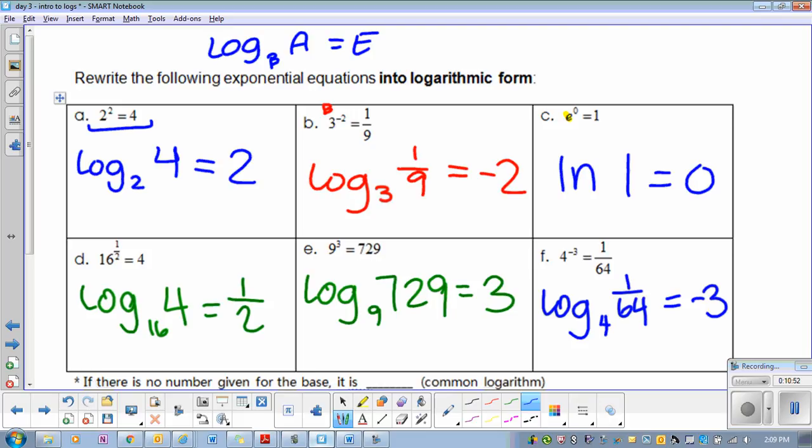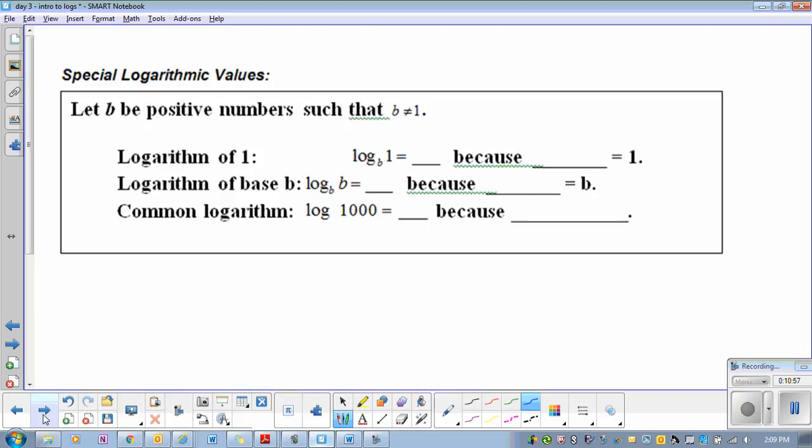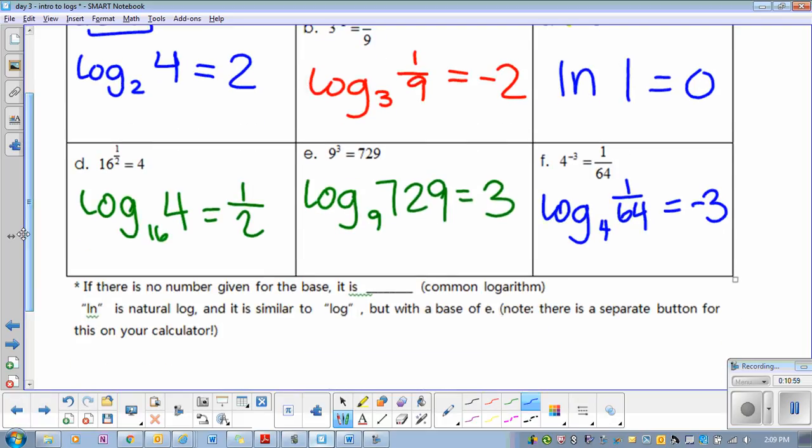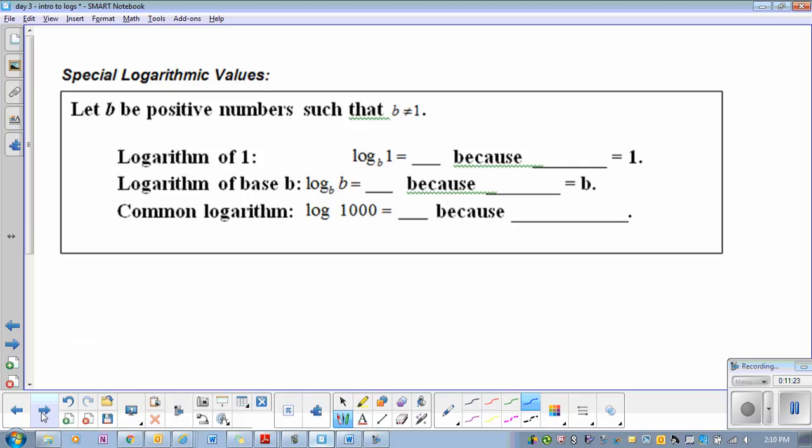Good. You're going to love what's on the back. Oh, wait a minute. Hold on. On the bottom of this, isn't there something? If there is no number given for the base, then it's 10 when it says log, right? And that's common log. Common log has a base of 10. ln is natural log, but it has a base of e. So this is basically what I said in that previous section, right? Okay, so now let's go to the fun stuff in the back.